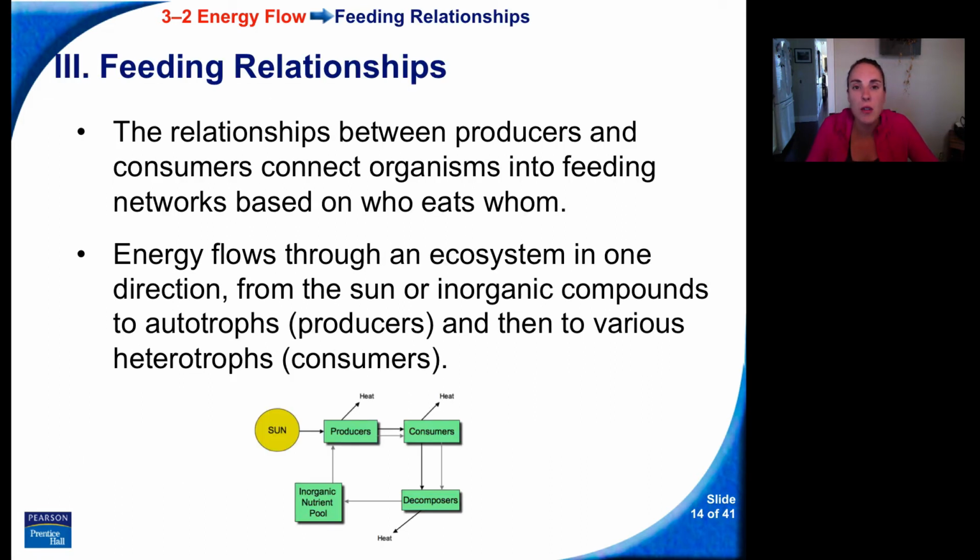So there are feeding relationships between consumers. We know this. We eat plants and animals. So we have a feeding relationship between plants and animals. The relationships between producers and consumers connect organisms into feeding networks based on who eats whom. Energy flows through an ecosystem in one direction, from the sun or inorganic compounds to autotrophs, which are producers, and then to various heterotrophs, or consumers.